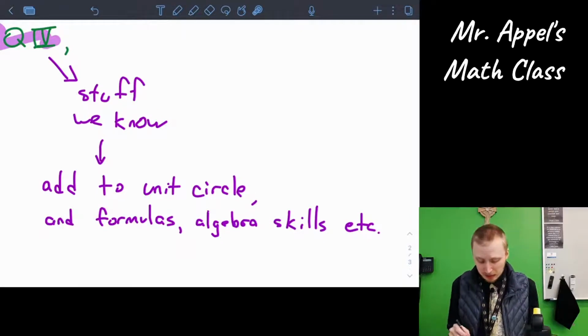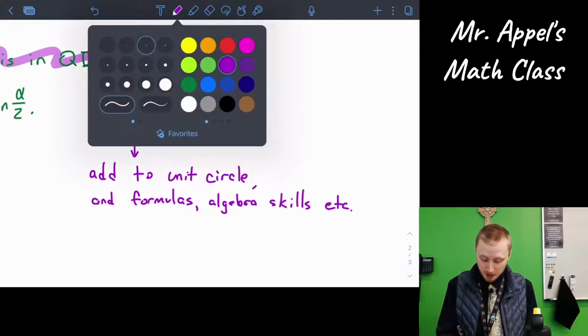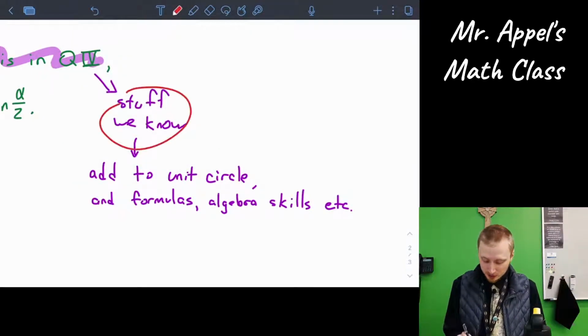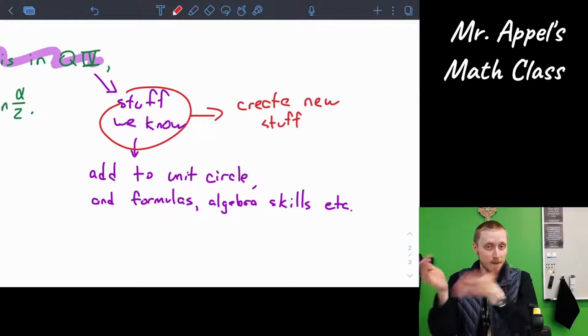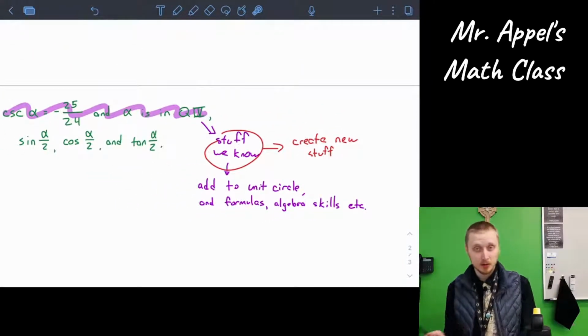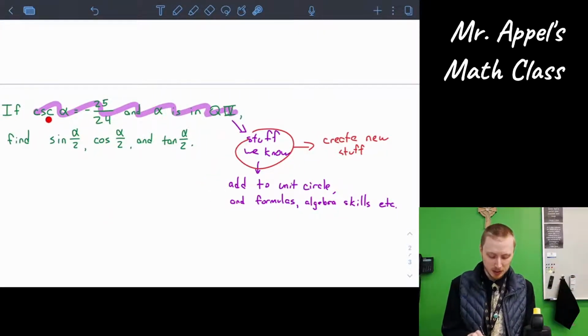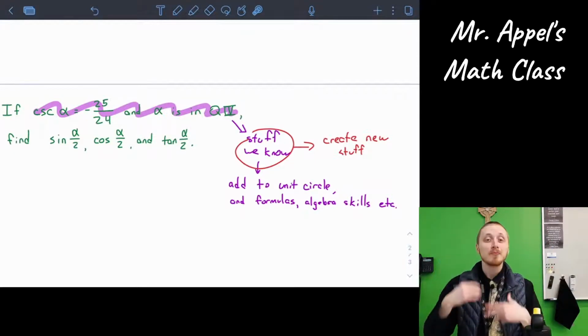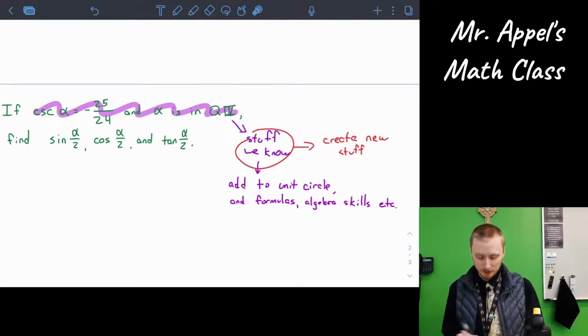And so we can take one route to go from here without even reading the rest of the question and say, hey, how can I take this and create new stuff? What else could I figure out from this given information? I'm given the cosecant. Hey, I know a relationship between cosecant and sine, so if I know the cosecant, I could quickly find the sine. That kind of thing. And so you could start generating a new list of things that you can figure out from the given.